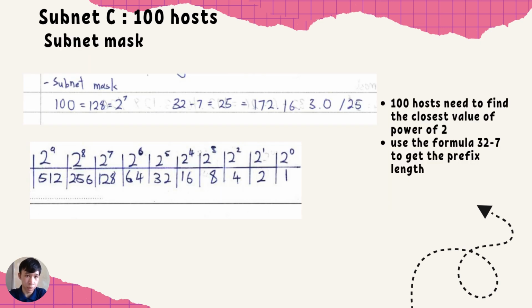Next, for the subnet mask calculation for subnet C. We have 100 hosts, and we need to find the closest value that fits the 100 hosts. So we need to find the highest one, that is 128, which is 2 to the power of 7. After that, we can use the formula for the prefix length, that is 32 minus the power value 7. So we get 25 for the prefix length.